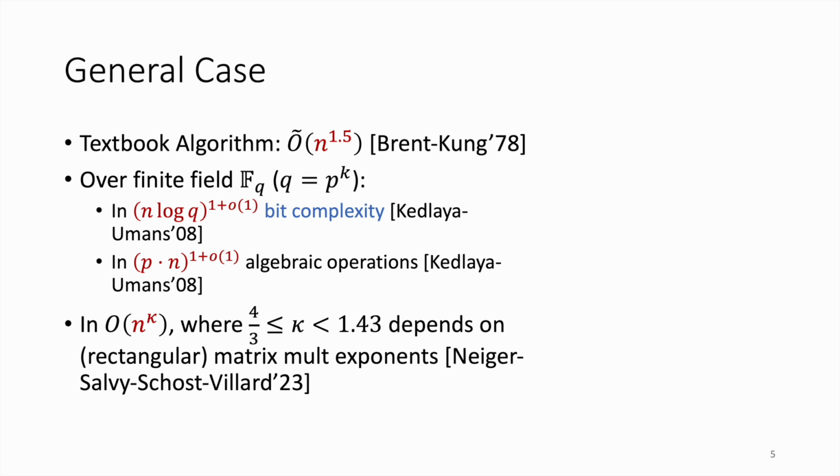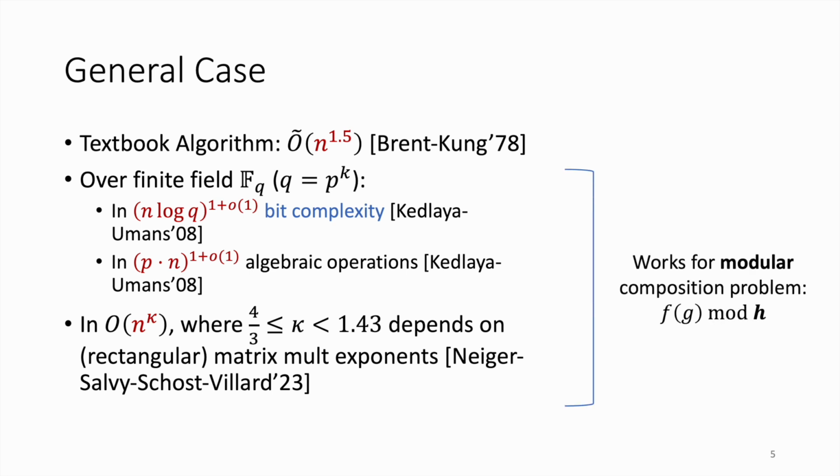And there is another result by Neiger, Salvy, Schost, and Villard. They show that the composition also admits an algebraic algorithm that runs in n to the kappa time. Here kappa is a number depending on the matrix multiplication exponent and the rectangular matrix multiplication exponent. And I want to remark that these two algorithms not only work for the power series composition problem, they actually work for a more generalized class of problems called modular composition problems. So you also have a polynomial h and you want to compute f composed with g mod h. The power series composition problem is just the special case that takes h to be x to the power of n.